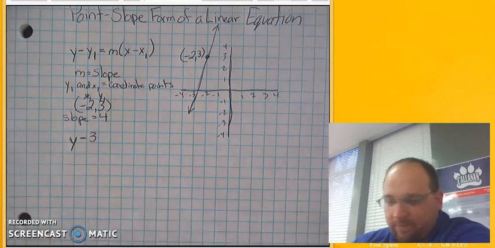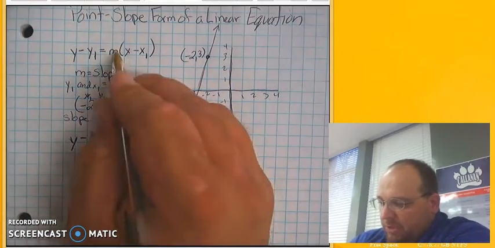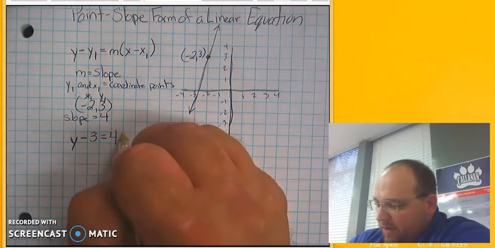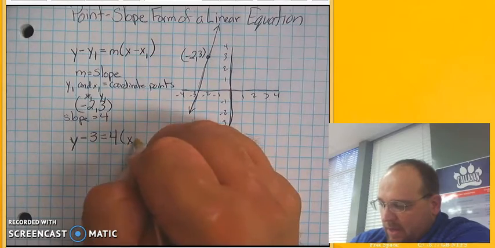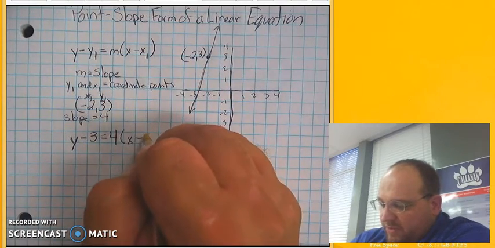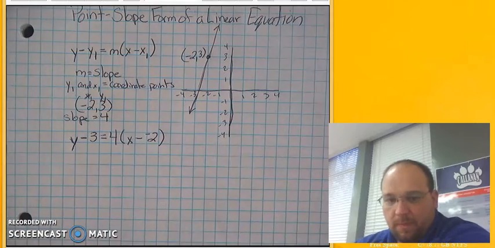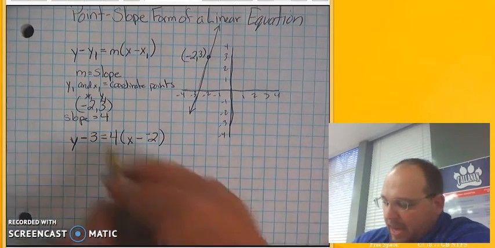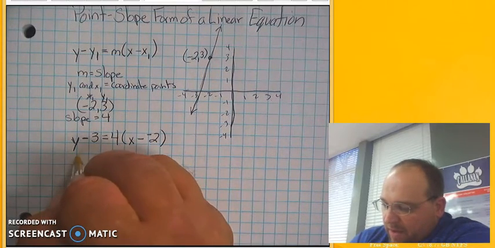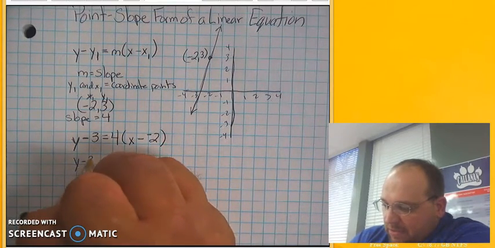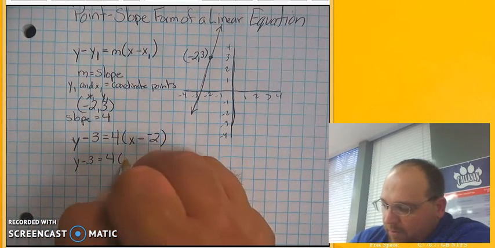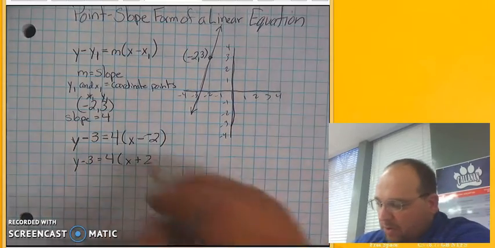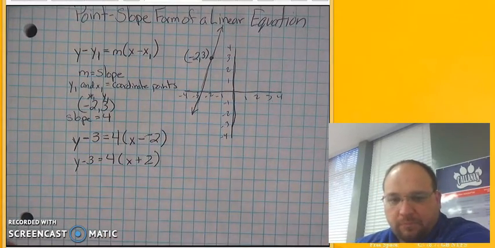So I'm going to subtract 3. I'm going to set that equal to m, which is the slope of 4. In parentheses, I have x minus x1, which is negative 2. Since this is subtracting a negative, I'm going to rewrite that as y minus 3 equals 4(x plus 2), because subtracting a negative is like adding a positive.